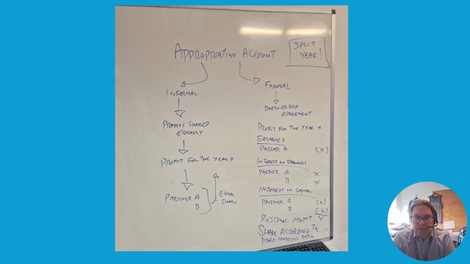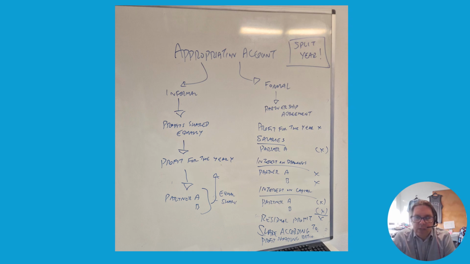So you'd have your profit for the year, that is after the deduction of any partnership loan interest, and that is shared equally. So if you had partner A and B here, they would get 50% each. However, if you had a formal partnership agreement, so that means you've got a deed of partnership, you've got a contract, then lots of different aspects could happen.